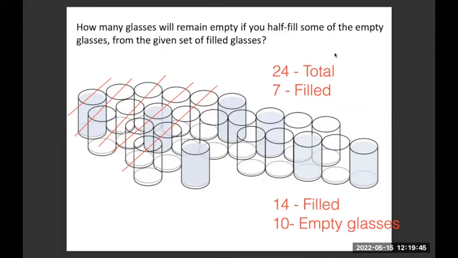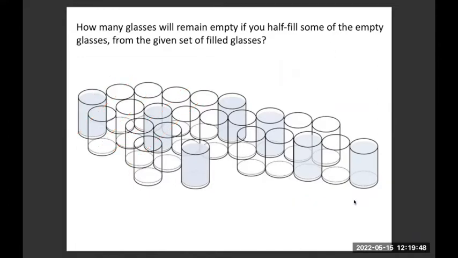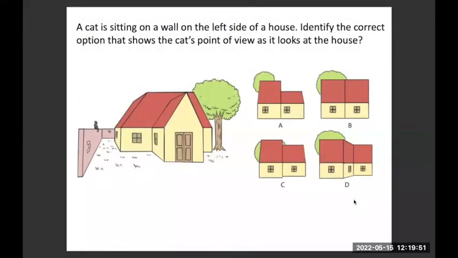All right, we'll go to the next one then. So this is a perspective-based question where there's a cat sitting on a wall. You can see here, there's a cat sitting on the wall. What you have to do is identify the correct option which shows the perspective from the cat's point of view, not the human perspective, but the perspective from the cat's point of view, sitting on this wall.